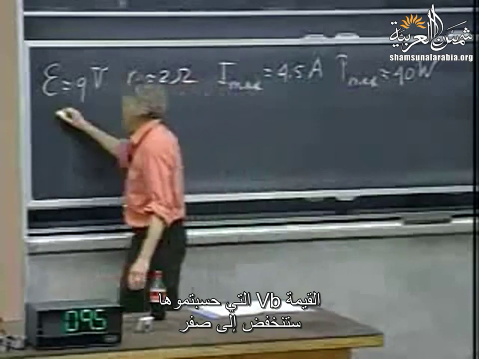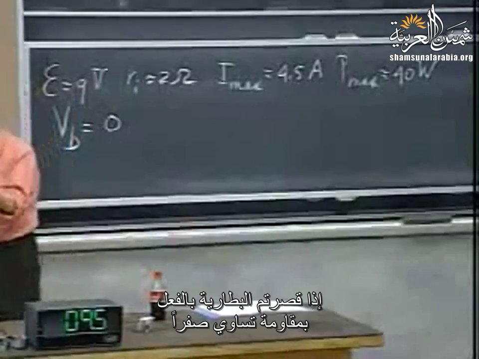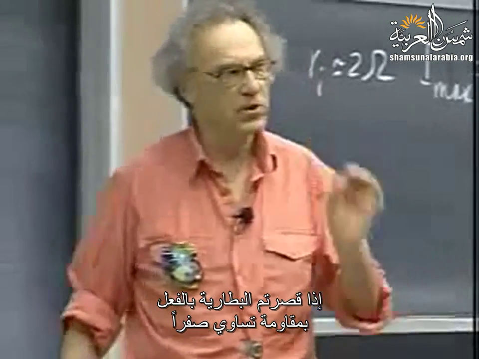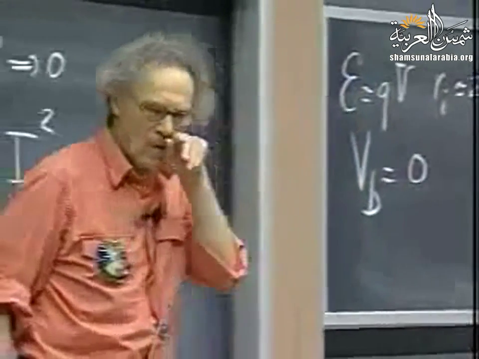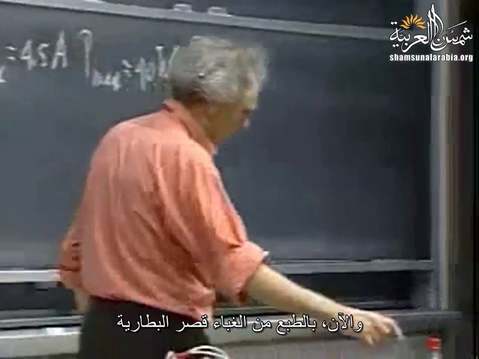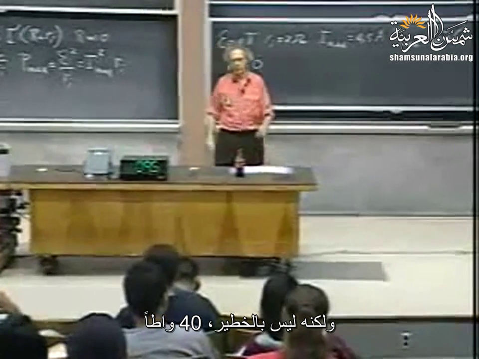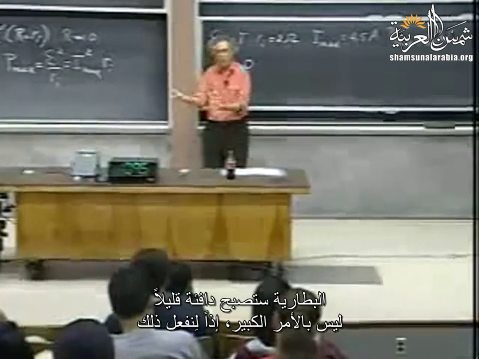The value for V of B that you measured would go down to 0 if you really could short it out with a resistor which has 0 resistance. Now it's of course a pretty stupid thing to do to short out a battery, but it's not dangerous. 40 watts, thing gets a little warm, big deal.